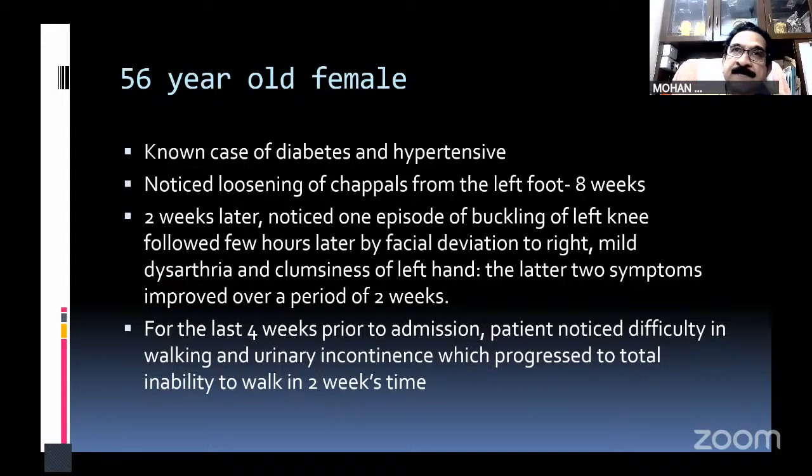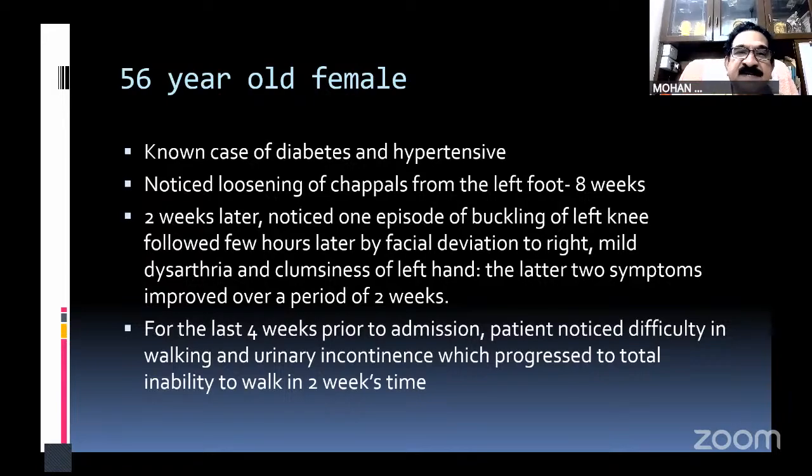So the complaints in the lower limb have been progressing, but in between, the patient had one episode of facial deviation on the right side, dysarthria and clumsiness on the left hand, which apparently improved. This is exactly the story she told.